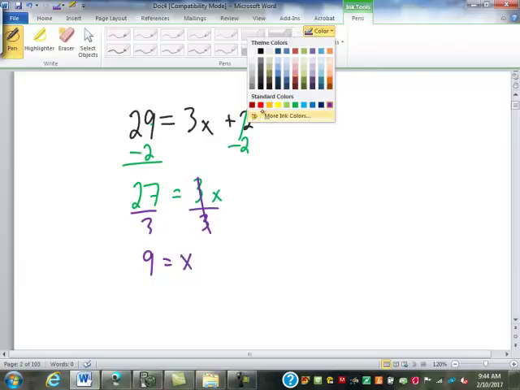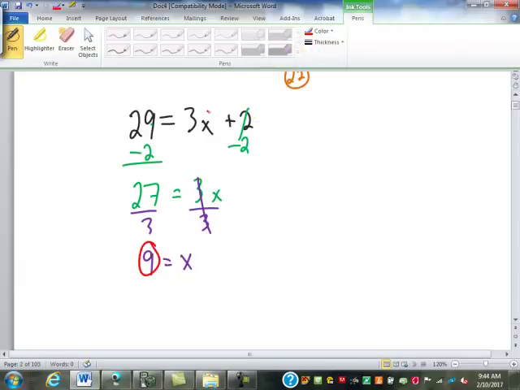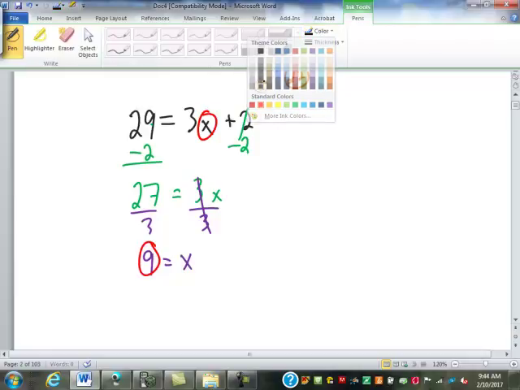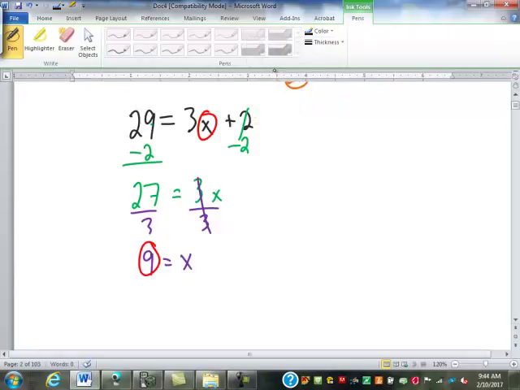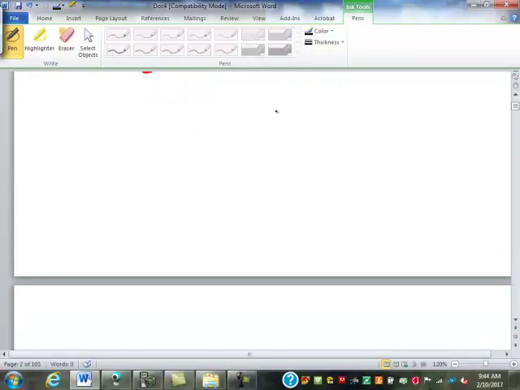And of course, if you wanted to, you take that 9, put it back in for x, and make sure you get the same value on both sides. Well, things can get more complicated, mainly like this.